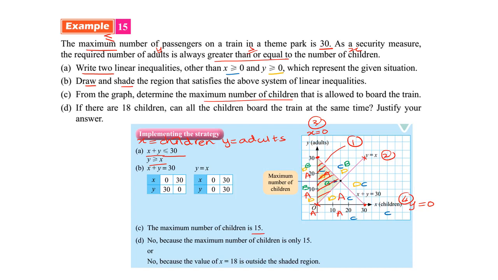D. If there are 18 children, can all the children board the train at the same time? Justify your answer. If the number of children is 18, it is somewhere here. We use a dotted line and find that it is outside the shaded region. So the answer is no, because the value of x equals 18 is outside the shaded region.